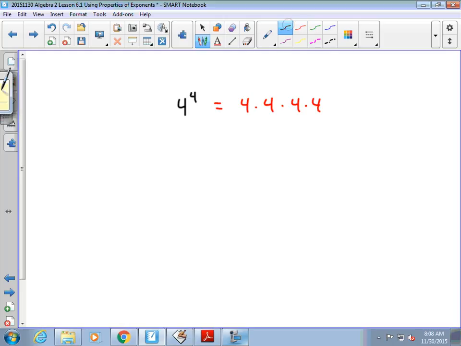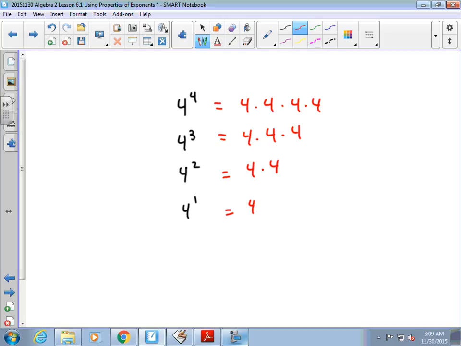So if that's the case, then 4 to the 3rd power must be 4 times itself 3 times. And it kind of starts looking like a little tree when you do this. 4 to the 2nd power is equal to 4 times itself 2 times. And then 4 to the 1st power, even though we don't write anything as to the 1st power, is 4 times itself 1 time. I don't think anybody in here would argue with what I have written up here.